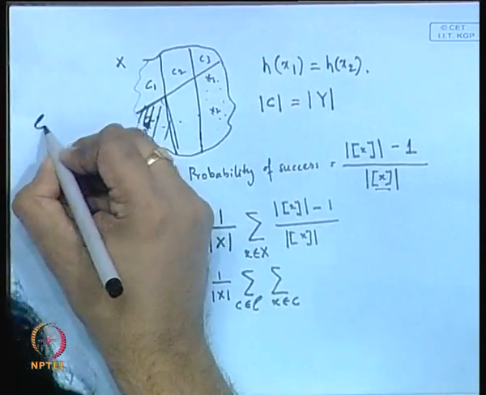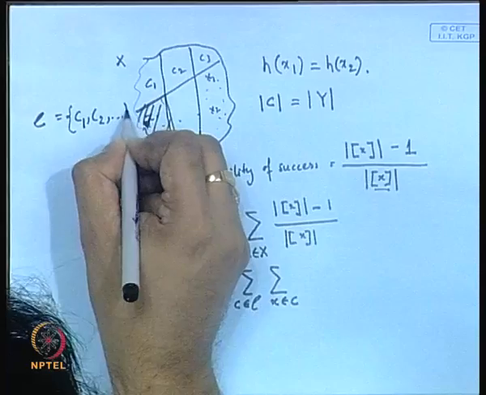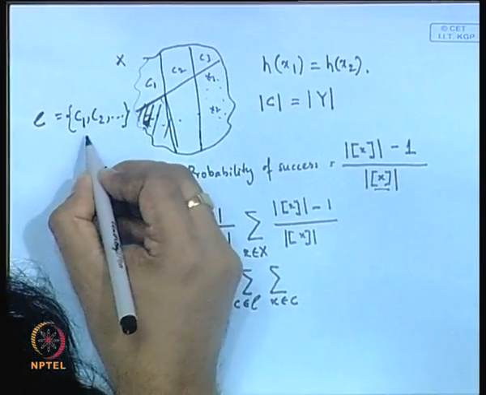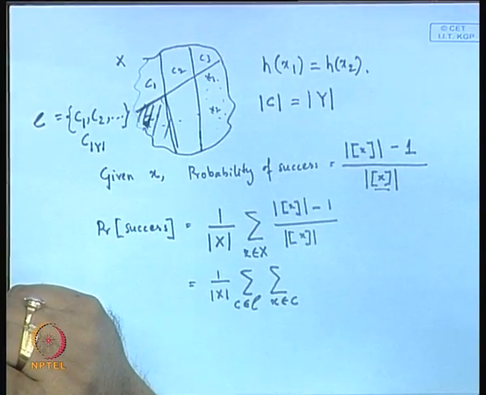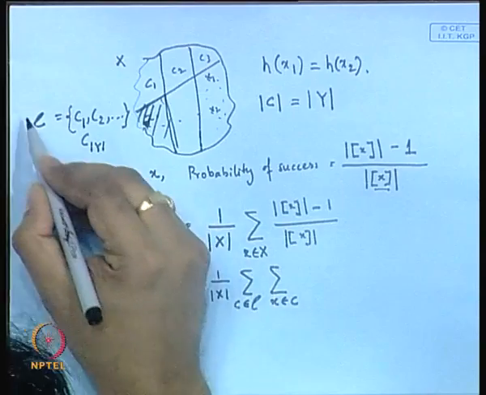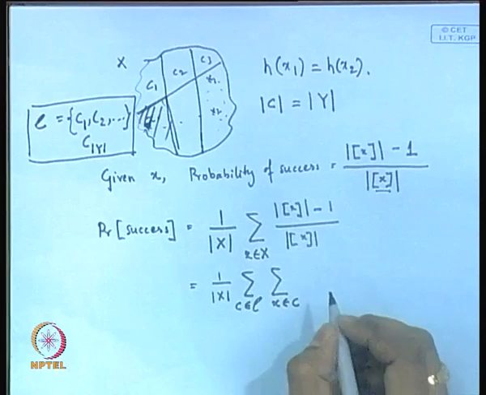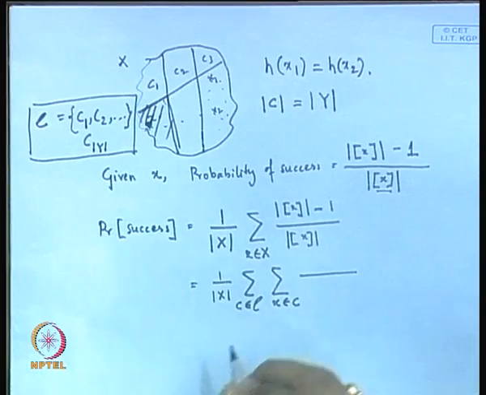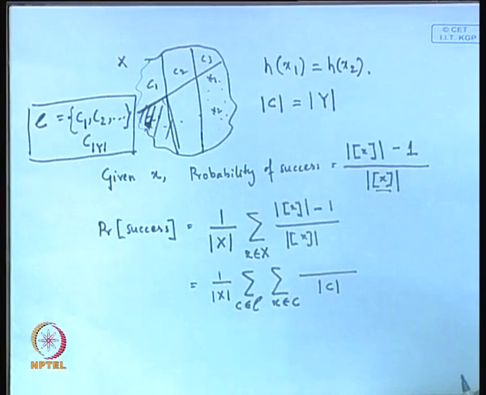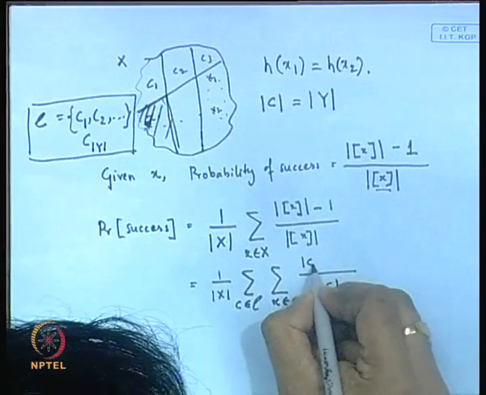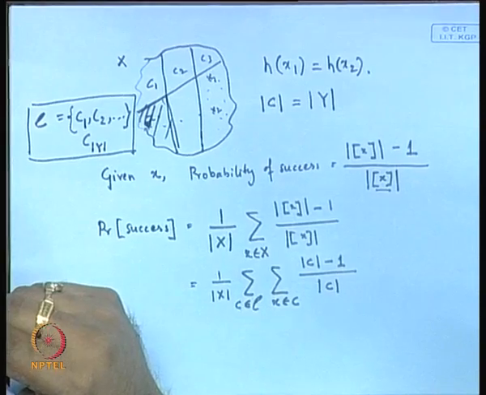Let C be the collection set comprising C1, C2 and so on. How many total collections are there? The cardinality of y. So consider this your total collection set, and this is what you are doing. What does this value compute to? This is the number of elements in the corresponding collection C, and therefore it is the cardinality of C minus 1.